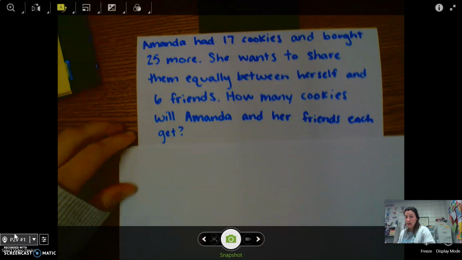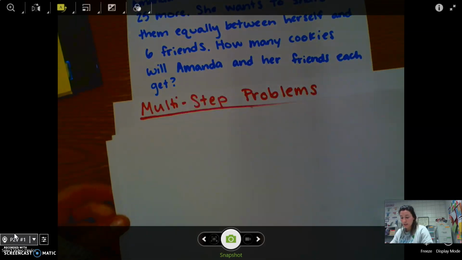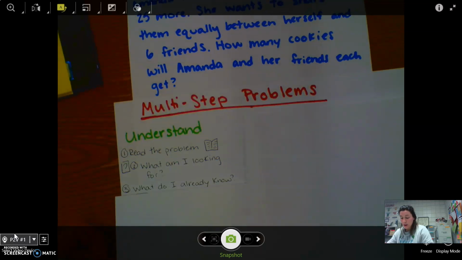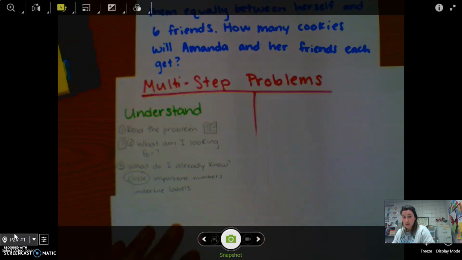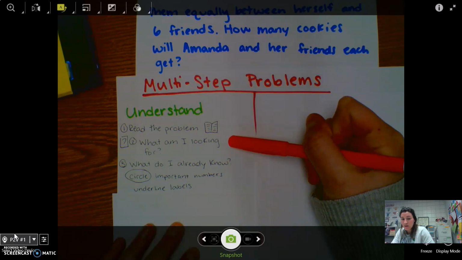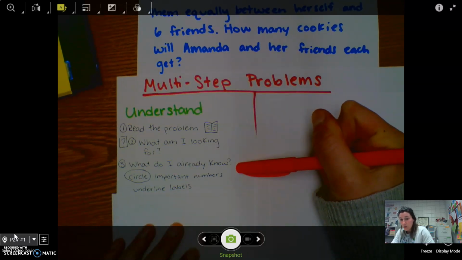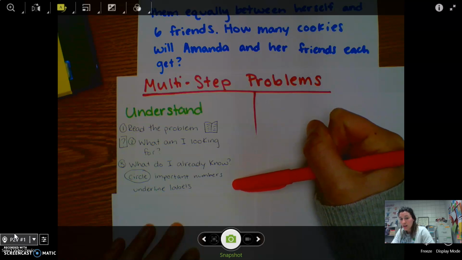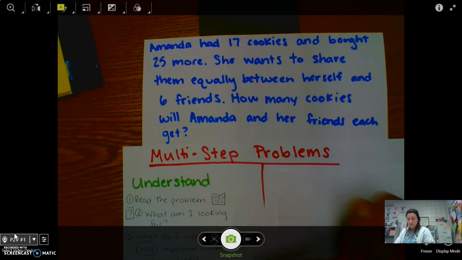So let's take a look at our chart real quick on solving multi-step problems. The very first step is to understand. First we want to read the problem, then we want to figure out what we're looking for and what we already know. We want to make sure we circle important numbers and underline any labels. So let's take a look back up here.